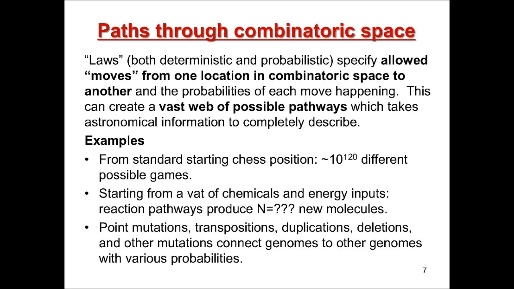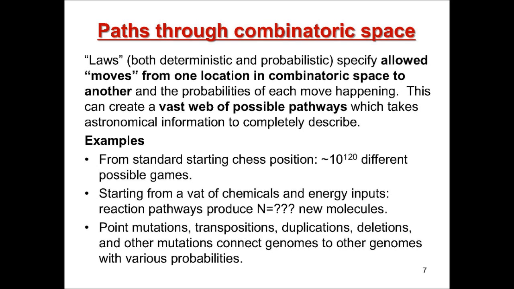Now, what do I mean by paths through combinatoric phase space? What I mean is that there are laws, both deterministic laws and probabilistic laws, which specify the moves you're allowed to make from one kind of arrangement to the next kind of arrangement. So you've got this vast combinatoric phase space, and then the rules say you can move from this spot to this spot, either absolutely all the time, or with a certain probability of going this way, a certain probability going this way, a certain probability going that way.